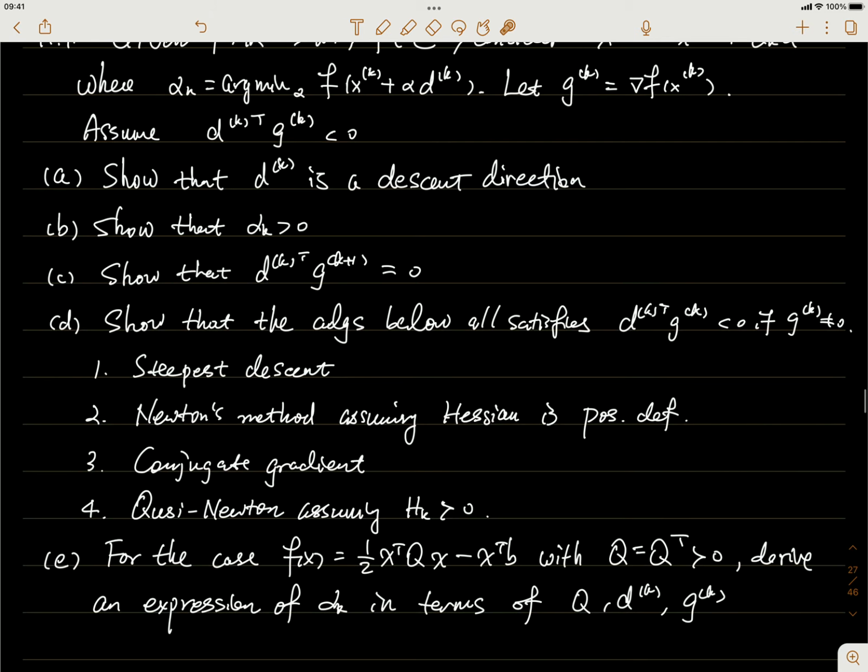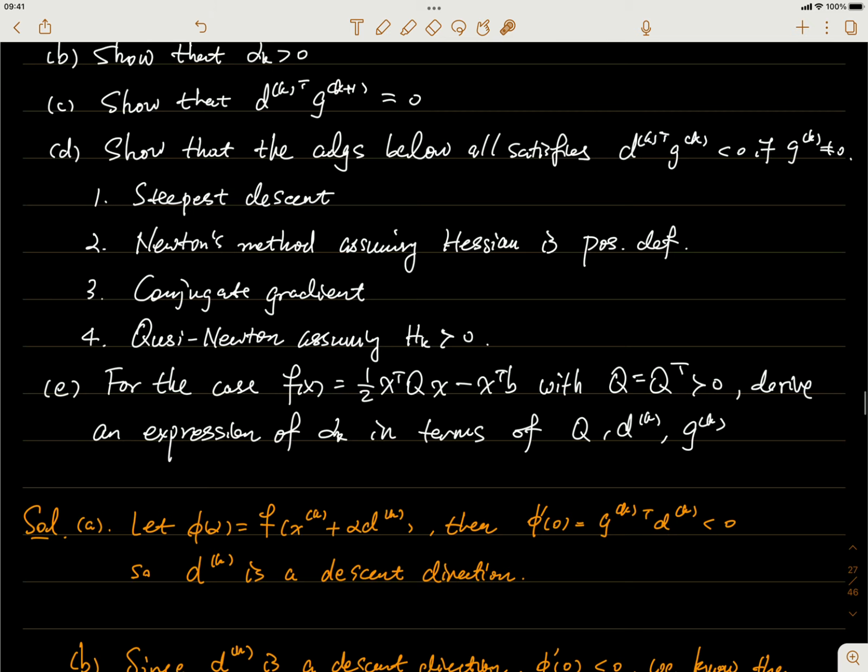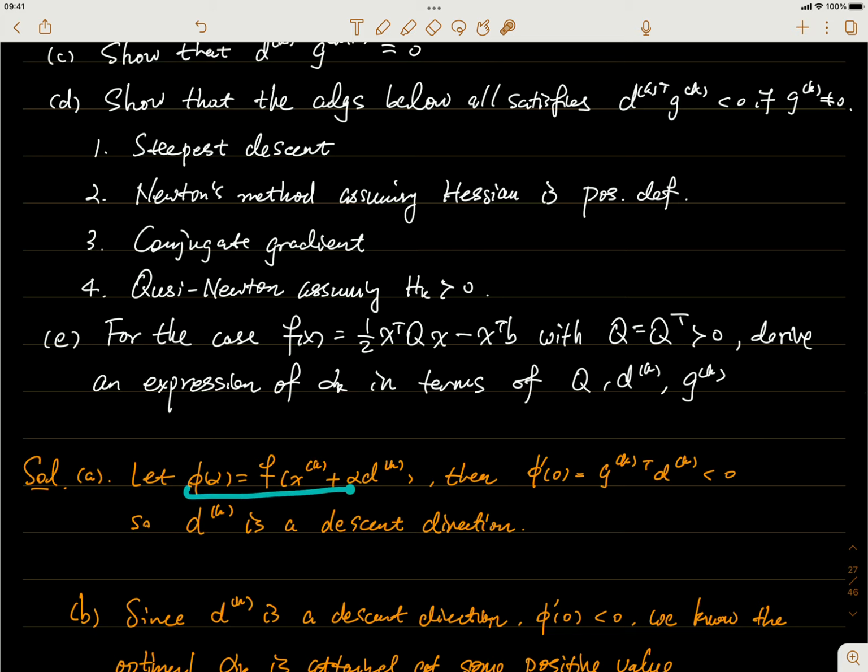So first, to show that dk is a descent direction, we form the line search function. So now this function phi is a function of alpha. Alpha is the step size. Okay, so it's from R to R. It's from a real number alpha to a real number. So we just need to show that dk is a descent direction. We just need to show that phi prime at 0 is negative, right?